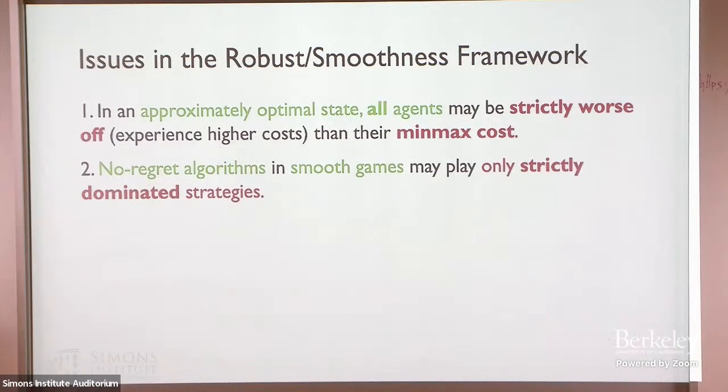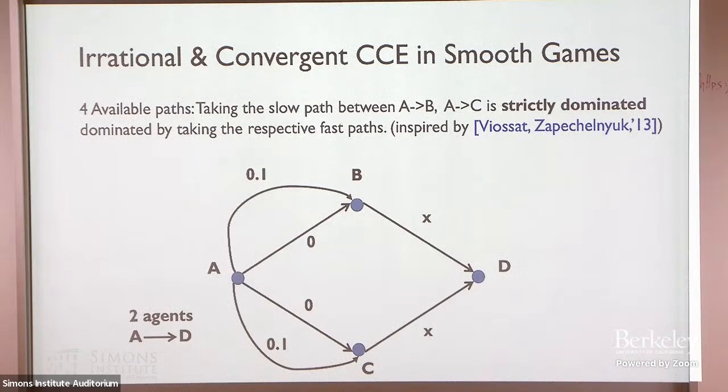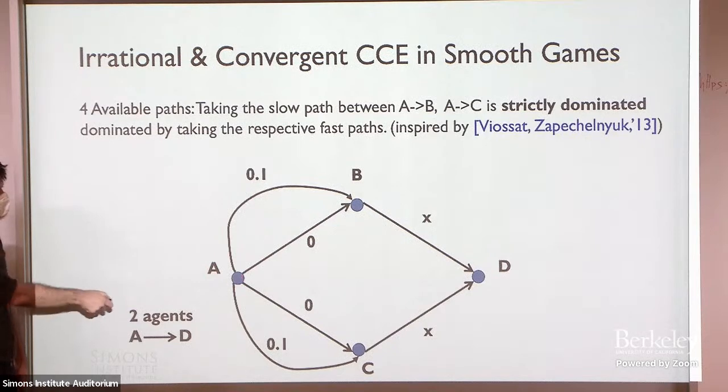Okay, and here's something interesting. In no-regret games, in smooth games, it can be the case that all agents play strictly dominant strategies. How's that possible? It feels counterintuitive, right? So here's a simple example. We have 2 agents and 4 available paths. All the agents need to go from point A to point D.